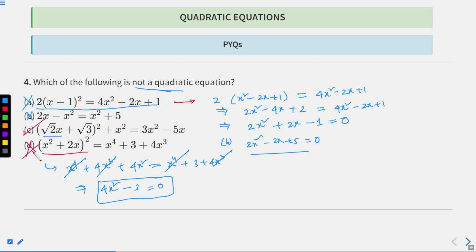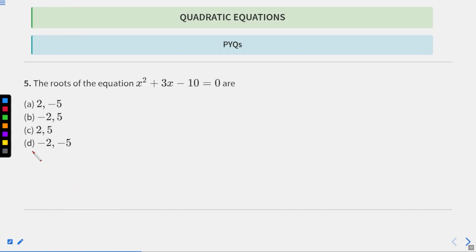Now let us move to question number 5. Here in question number 5 we have to find the roots of the equation x square plus 3x minus 10 is equal to 0. We can find the roots of this equation by first using the factorization method, and we can also use the quadratic formula, known as the Sridharacharya formula. First we will use the factorization method.